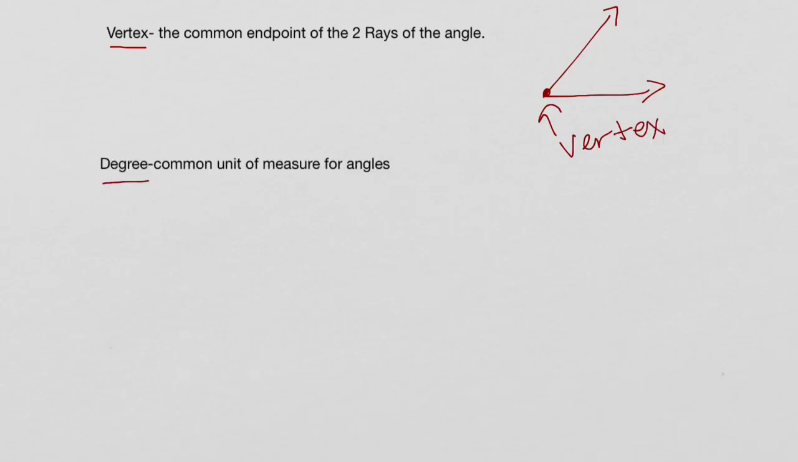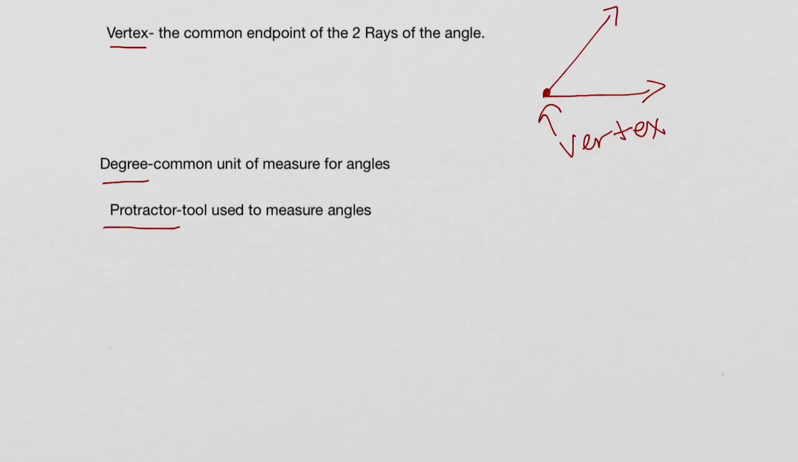The degree is the common unit we use for measuring angles, and you've probably heard the word degree before. You can think of doing a 360, and that means turning around fully in a circle, or doing a 180, that means turning from one side, backwards to the other side, or halfway around a circle.